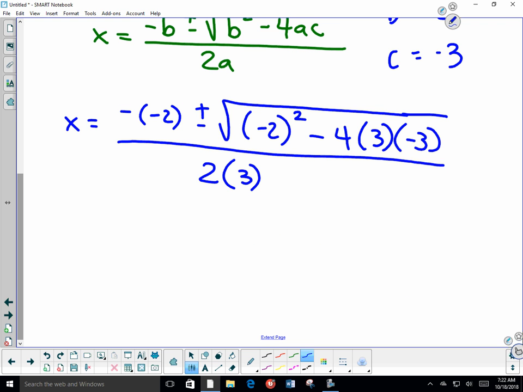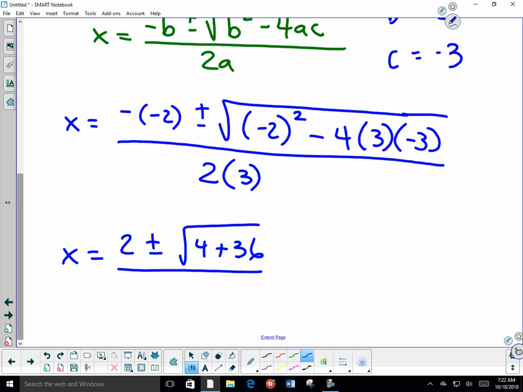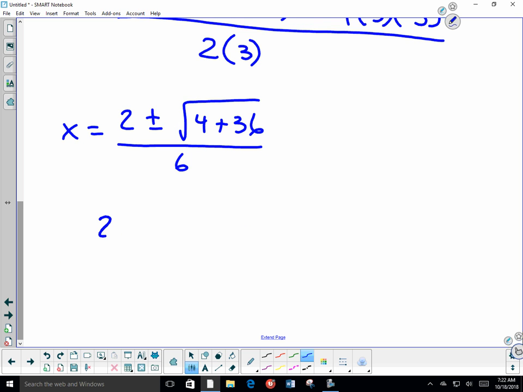So in this case, I get the opposite of negative 2 is a positive 2 plus or minus. And when you work this out in your calculator, you're going to get a 4 plus a 36 over 6. And so that's going to give us 2 plus or minus square root of 40 over 6, but I'm going to split this up at this point and write it as two separate fractions. That's key here because we want to be able to simplify.